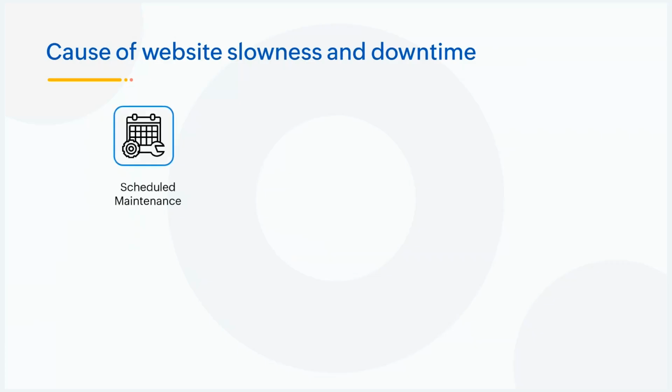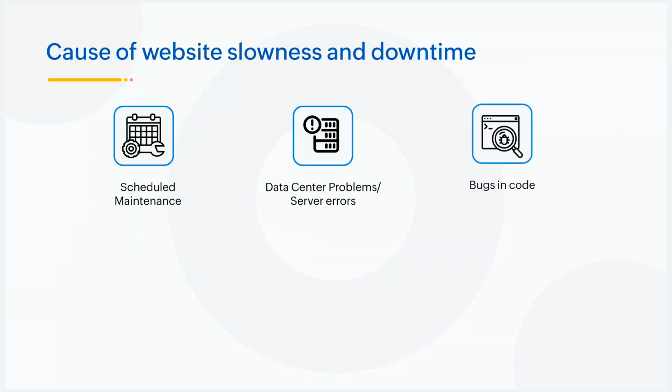First and foremost, we have scheduled maintenance, which is a temporary period during which a website or an app is made offline for updates, backups, or maintenance purposes. Then we have data center problems or server errors. If there is a data center problem or a server error, the request from the user may not even reach the server. Thirdly, there may be bugs in the code, which may cause errors and prevent the site from loading or might cause slowness.